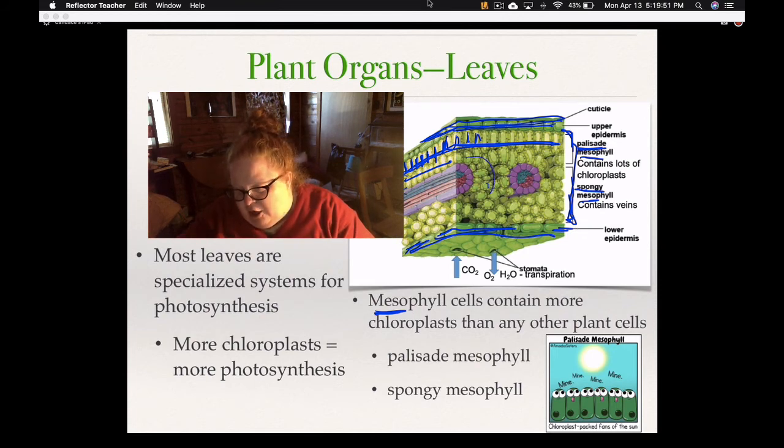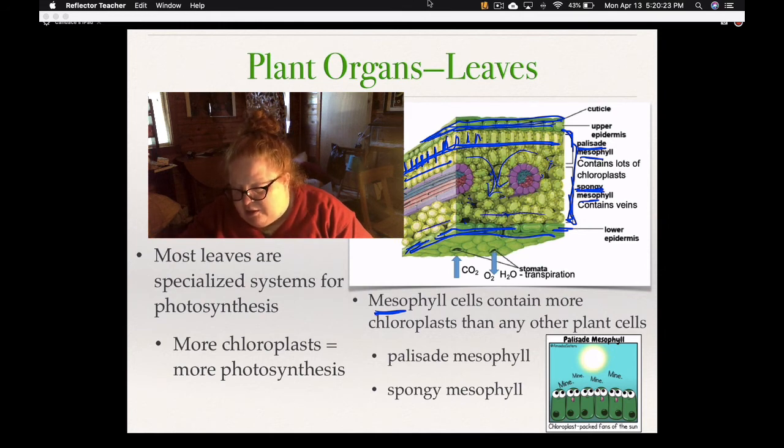Now, these that are a little bit lower down are in what's called the spongy mesophyll. So the sponge, think about a sponge has those holes in it. And remember, in order for photosynthesis to take place, we don't just need sunlight, but we need water and carbon dioxide, and we're going to produce oxygen. So what you'll see here is these spaces in the spongy mesophyll are where the gases are moving around.